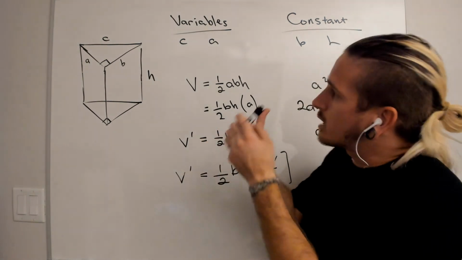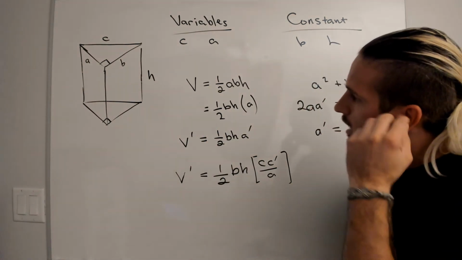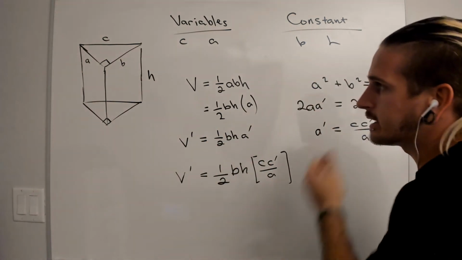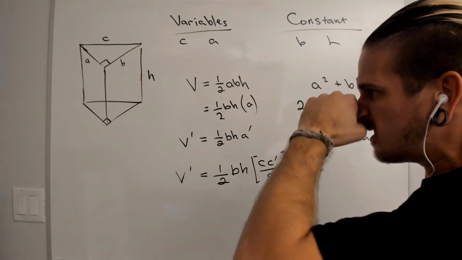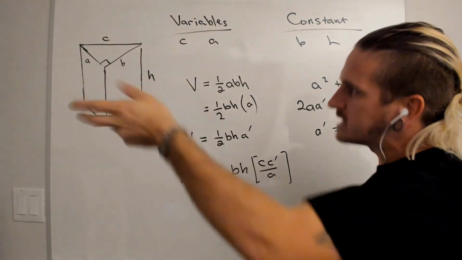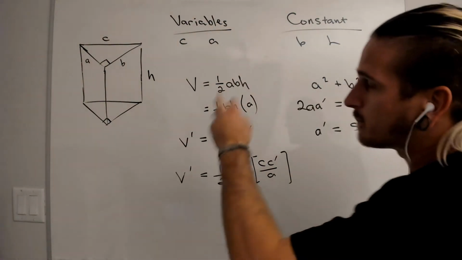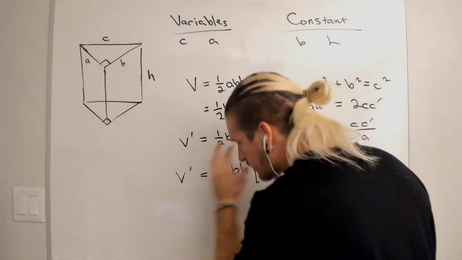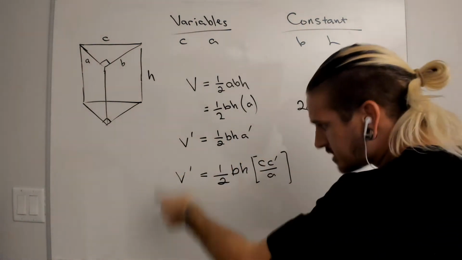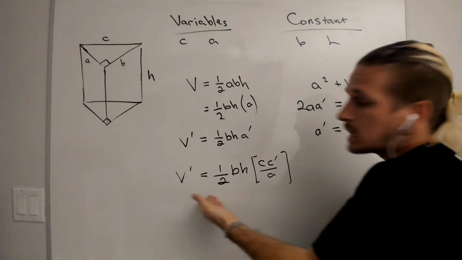If you were to make a problem, and I think we will here, if you were to make a problem that said you have a triangular prism whose bases are right triangles, and the hypotenuse of the base is increasing, how would the volume increase? And this would be your formula. This would be your relationship here.